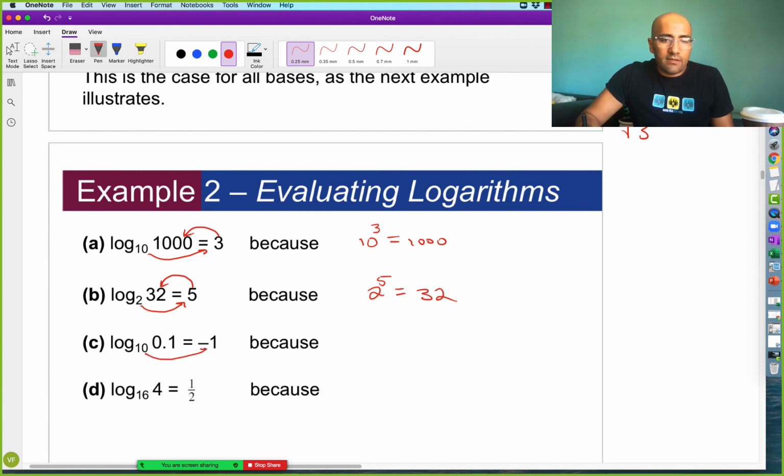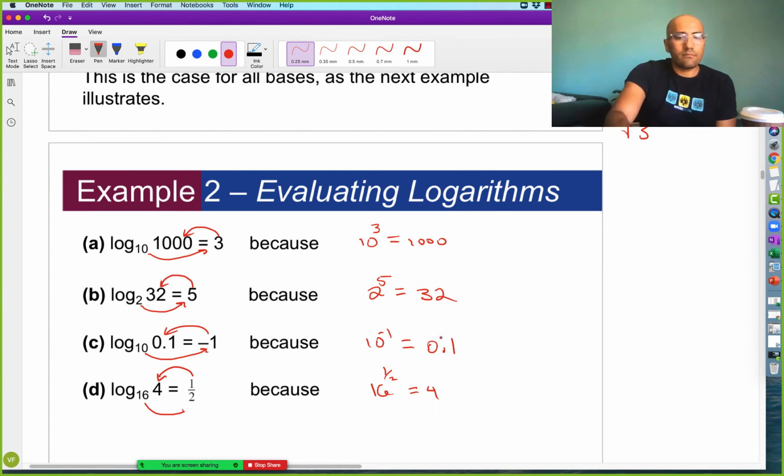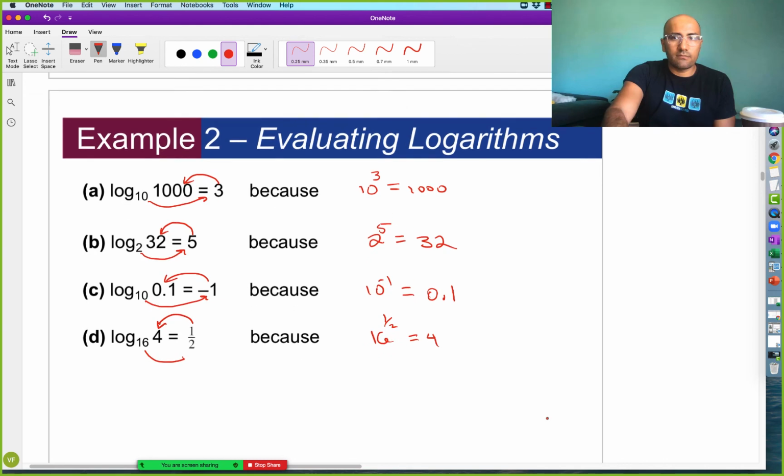Good, so then 10 to the power of negative 1 equals 0.1. Right? That's why this is true. And finally, log base 16 of 4 equals a half, if and only if it's true that 16 to the 1/2 power equals 4, right, which is true. Good. Any questions?